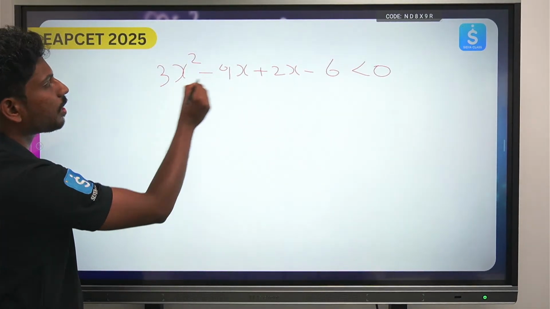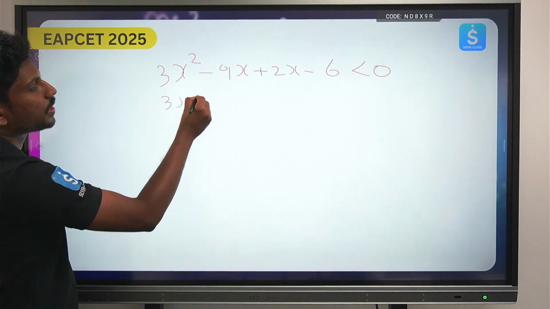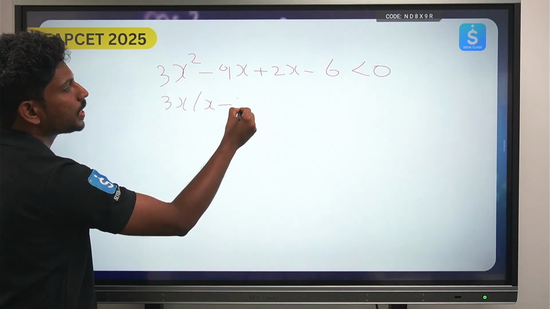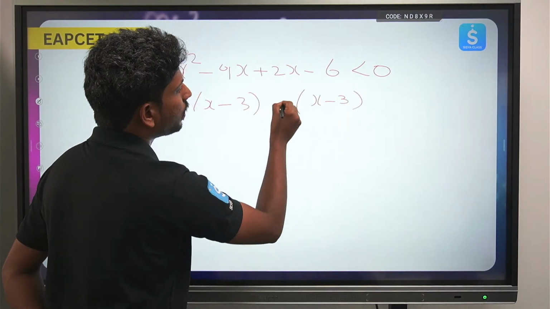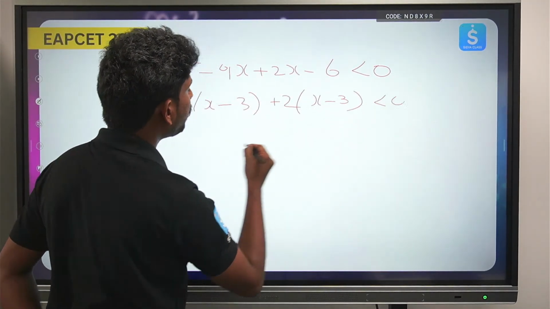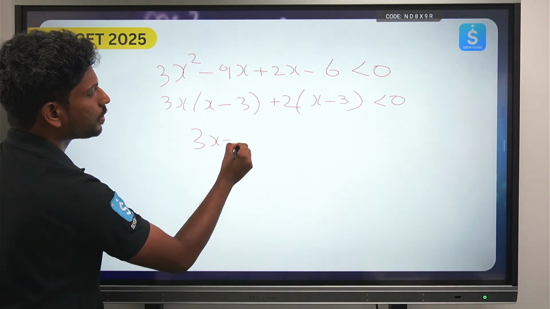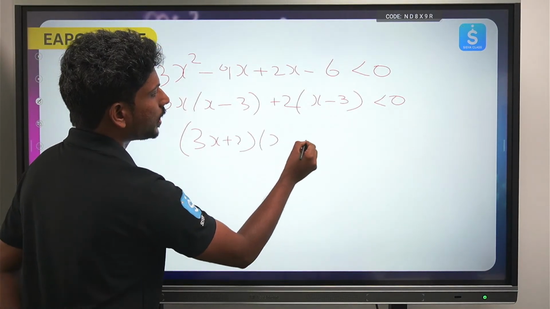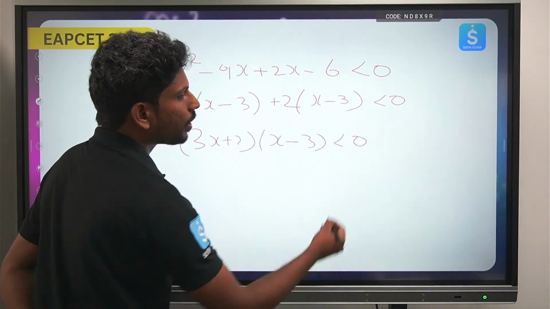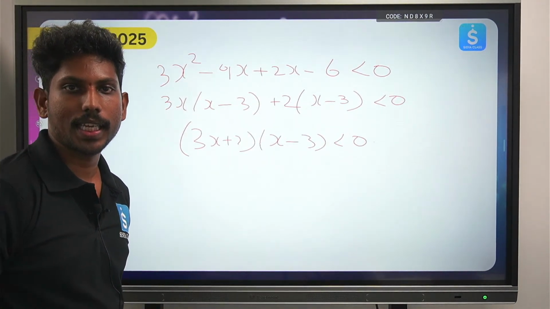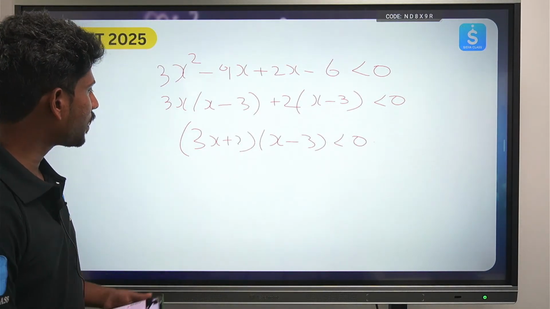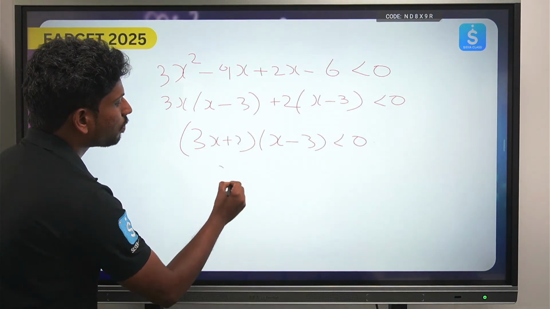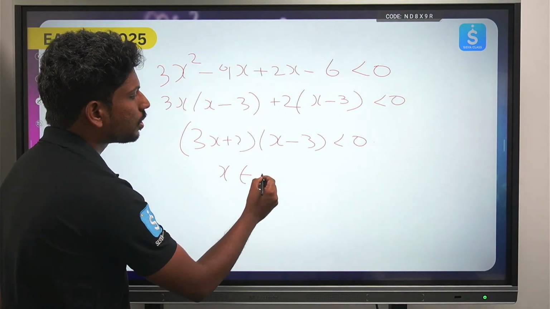Now what can I take common? I can take 3x common, so that will become x minus 3, and this will also be x minus 3 plus 2 is less than 0. From here I will get 3x plus 2 into x minus 3 is less than 0. Whenever you have ax square plus bx plus c less than 0, that is x minus alpha into x minus beta less than 0, that means x belongs to minus 2 by 3 comma 3.